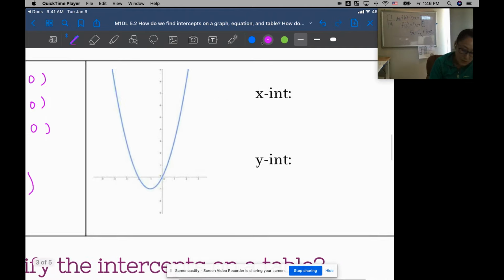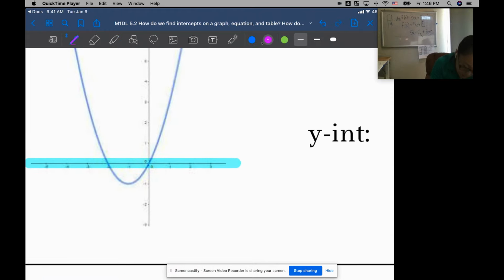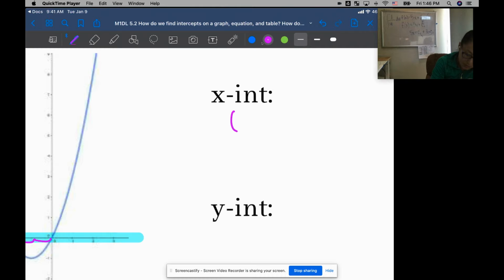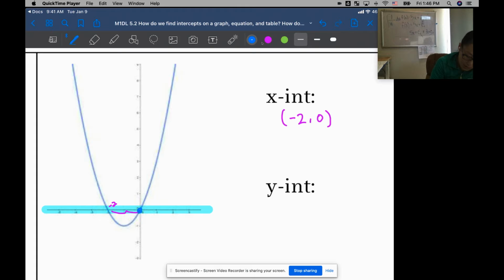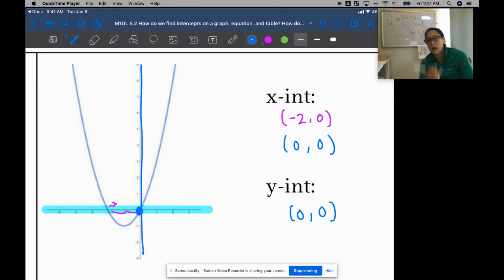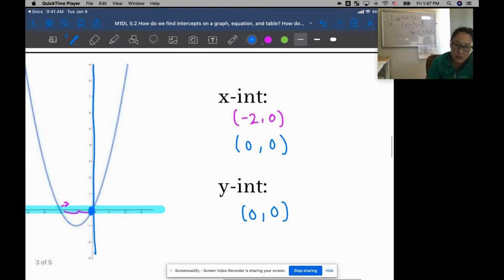All right, last one. So x-intercept on the x-axis, it looks like we're counting by ones here. So this would be 1, 2, so -2. So the x-intercept would be at -2, comma, 0. And then it looks like there's another one here at 0, comma, 0. Okay. And then the y-intercept also at 0, comma, 0, because that's where the graph is crossing the y-axis at y is equal to 0.